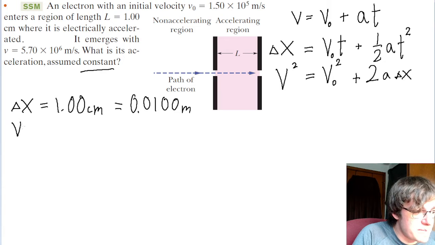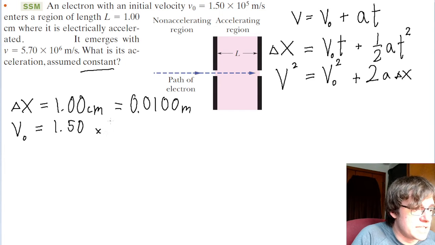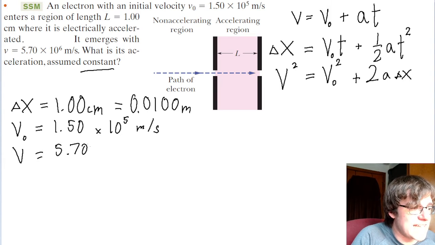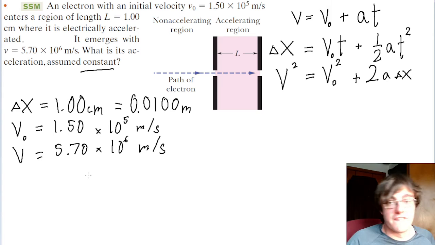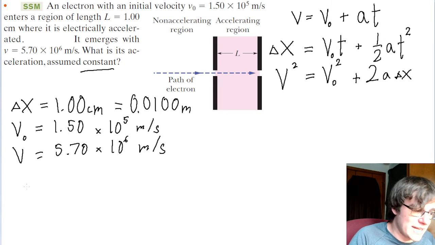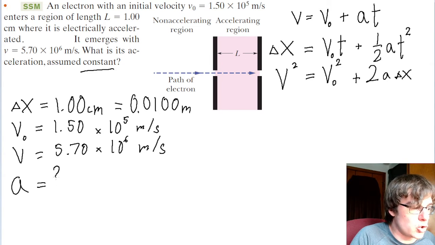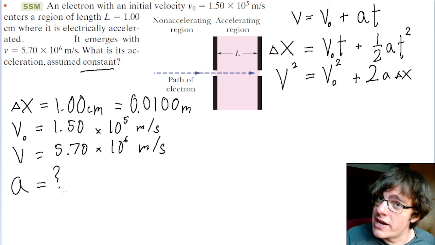The initial speed is given to us, v naught, as 1.50 times 10 to the power of 5 meters per second, and the final speed v is given to us as 5.70 times 10 to the power of 6 meters per second. And the variable we're trying to find is the acceleration, or a. That's the question mark, the thing we're trying to find.